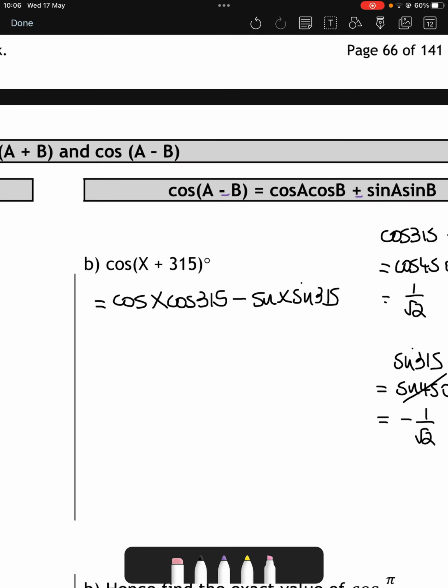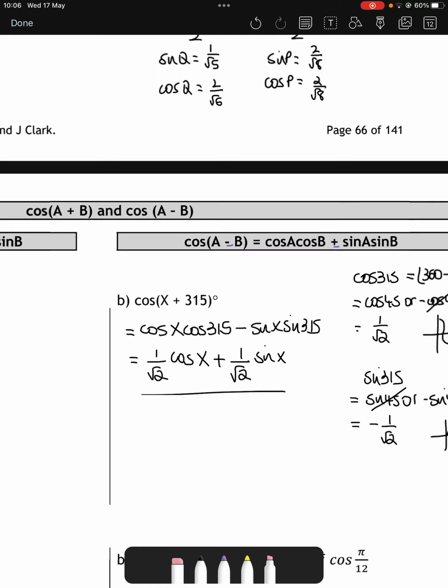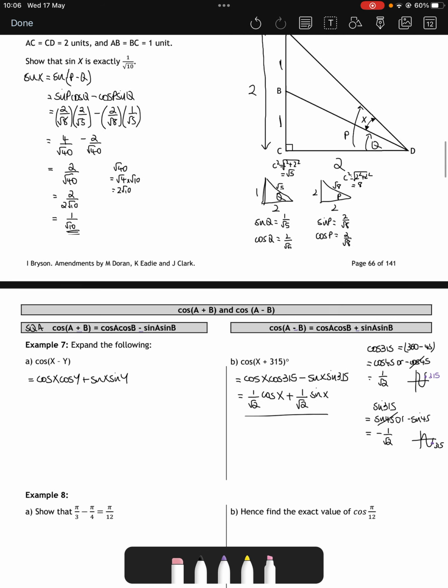So chucking them in, we're going to have... Now, I'm going to put the right way down just for ease. So you'd always put your number at the front. So cos of 315 is 1 over root 2. Just figure that out. I'm going to put it at the front. Minus, right, double negative, make it a plus. 1 over root 2 sine x. Always watch out for negative numbers in higher maths.